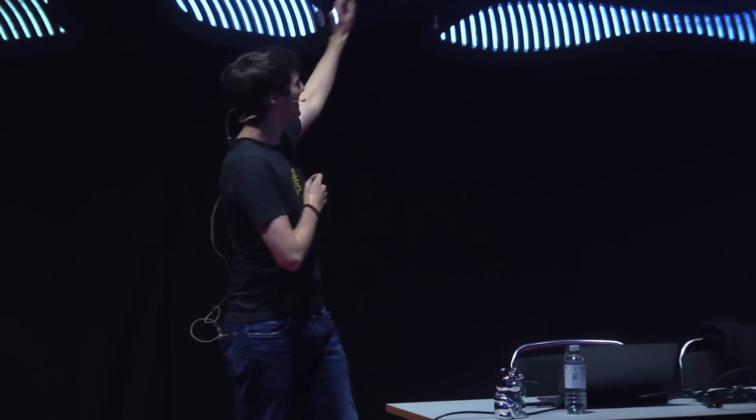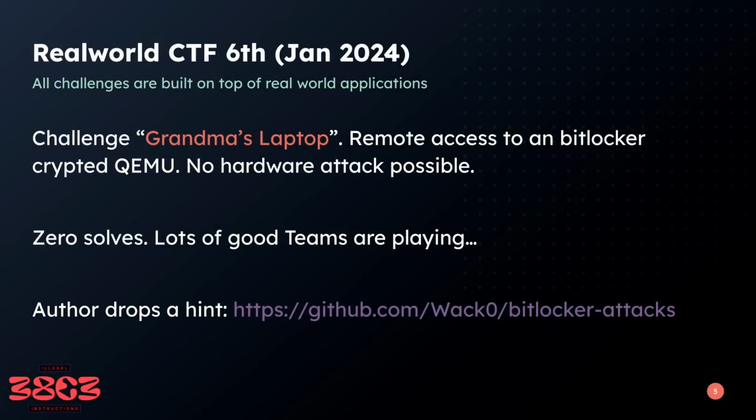And then after the challenge was over, the author published this hint to the BitLocker attacks GitHub repo. This was my entry point into this whole topic, because this repo is great. It's a good overview, but has very little actual tutorials or background information. So I really dove deep and figured, okay, why would an up-to-date Windows be broken? That felt really wrong, to be able to attack that remotely.